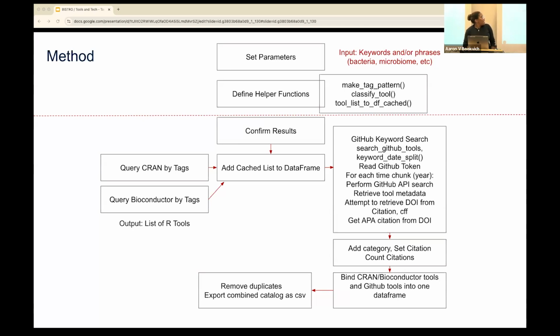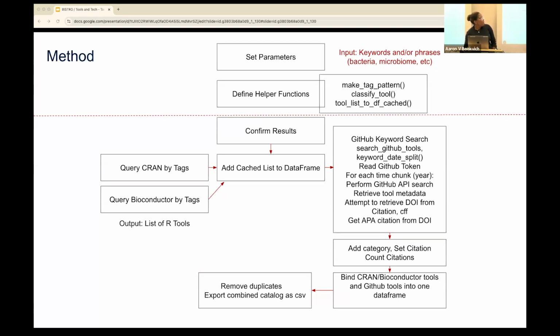And then I query CRAN tags. I queried CRAN by different tags that are associated with these keywords, and I queried Bioconductor by these tags also. And I get a list of R tools that are actually on the CRAN website and on Bioconductor that are available, right? And so I know that they exist.